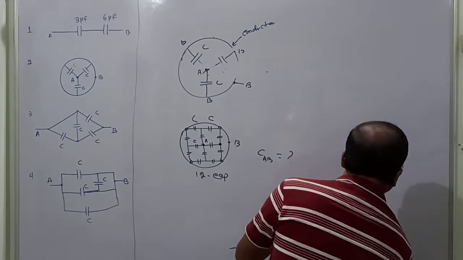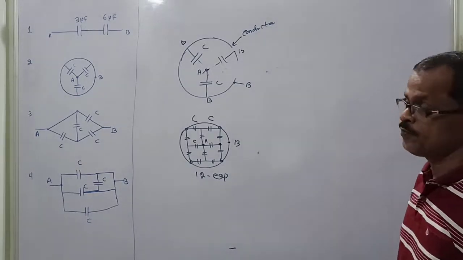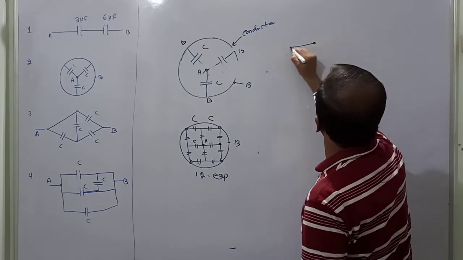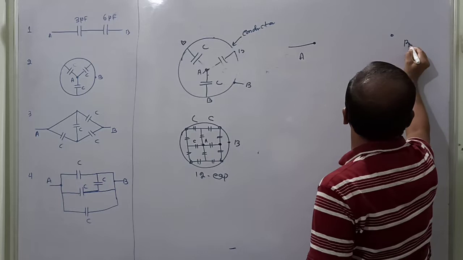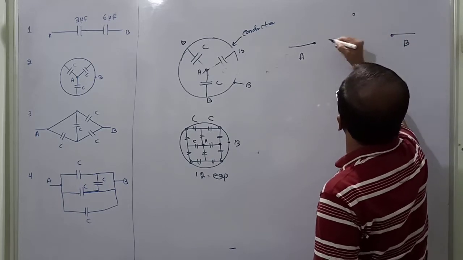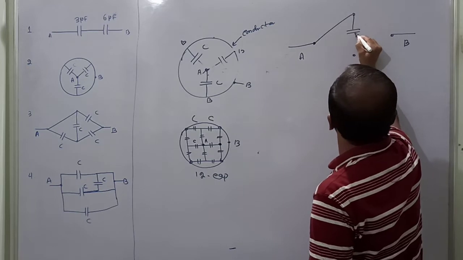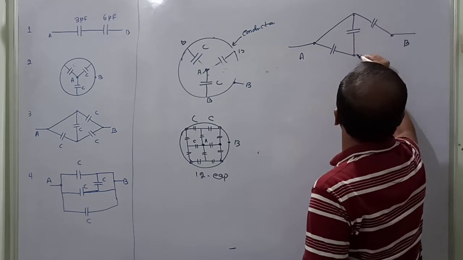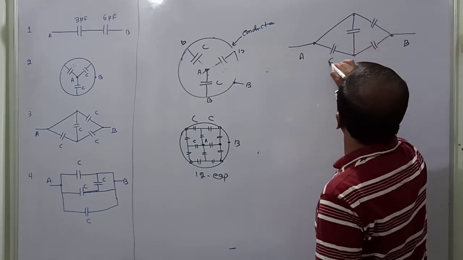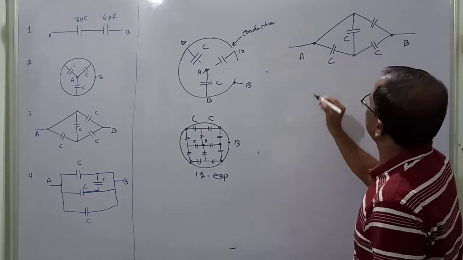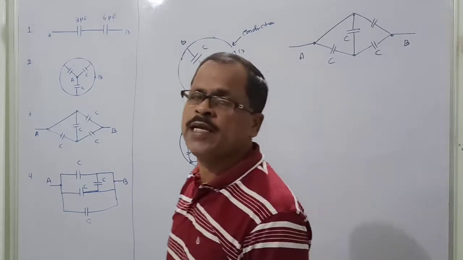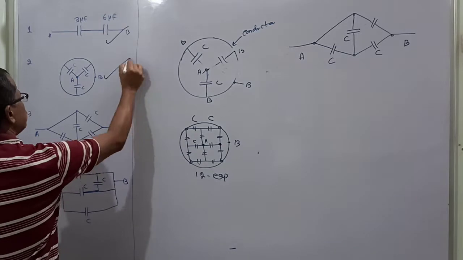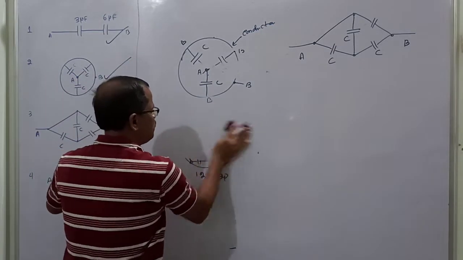Now come to question number 3. Look here, the question is given. This is the point A, this is the point B. Here there is a capacitor, here there is a capacitor, here there is a capacitor, and again here there is a capacitor. All capacitors are C. You have to find out the net capacitance between the points A and B. This is your question number 3. Now this is the question number 3 we have to solve.